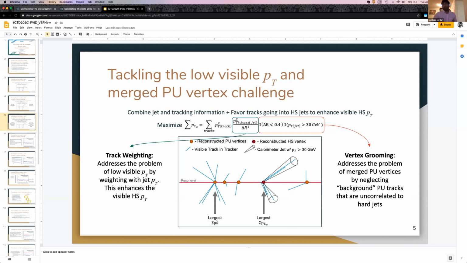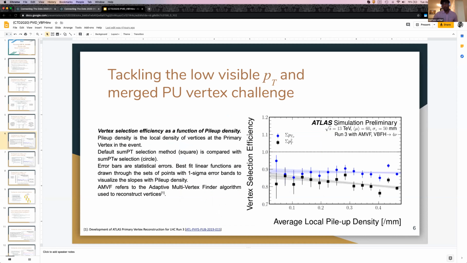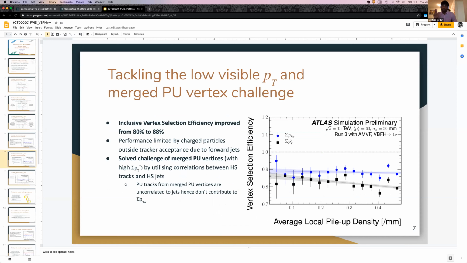Okay, so in slide 6, in practice, what does it look like? You're comparing the vertex selection efficiency with the pileup density, and the current method in black is compared with this new method in blue. Two key points here. You're seeing that there's an average improvement from 80 to 88%. But you also see that there's a correction in the slope. There's this downward slope on the black line, which is being corrected by the blue line.